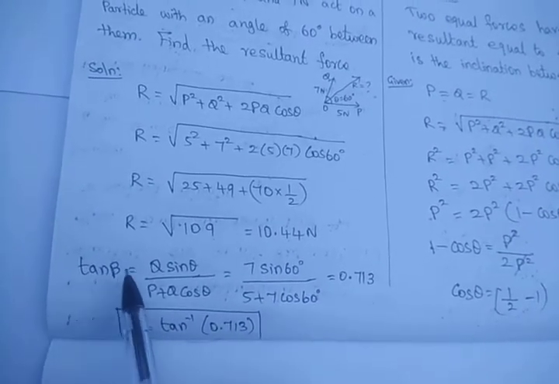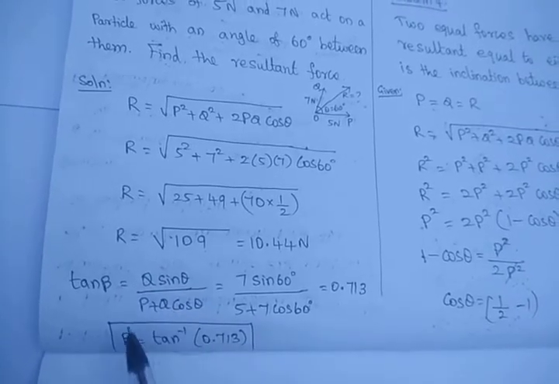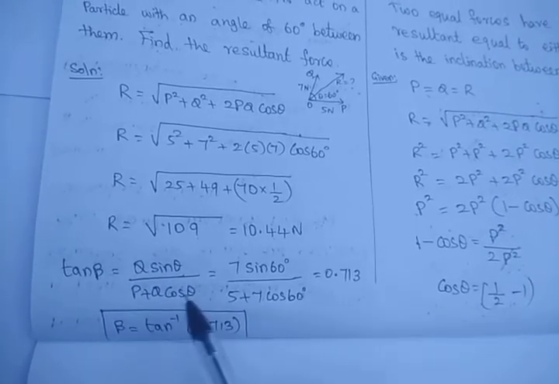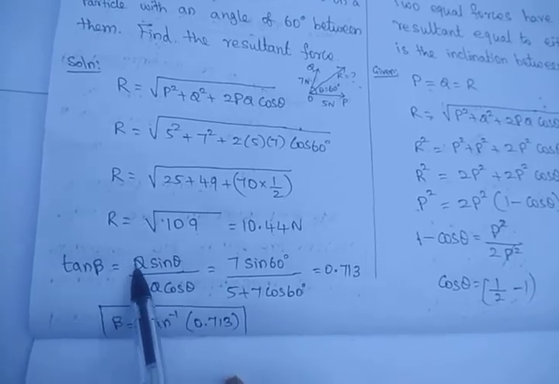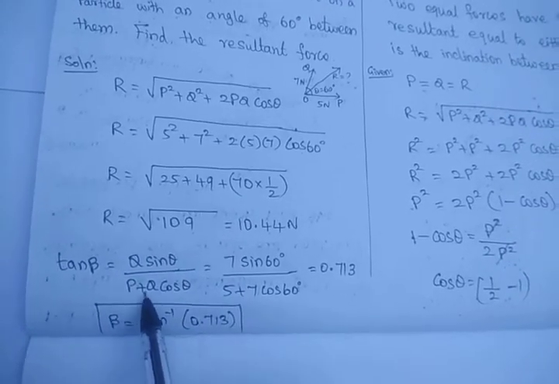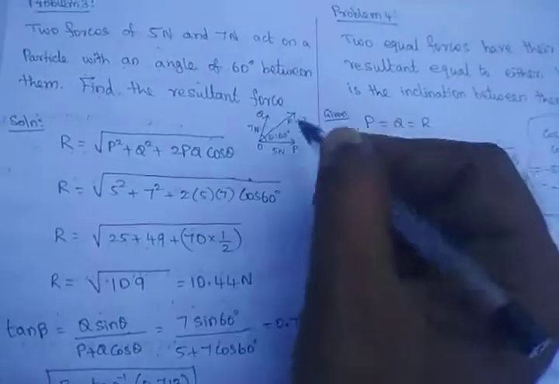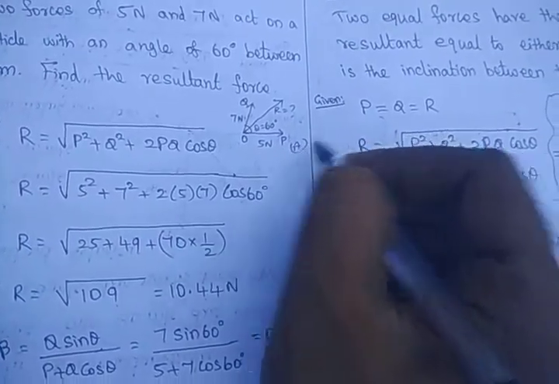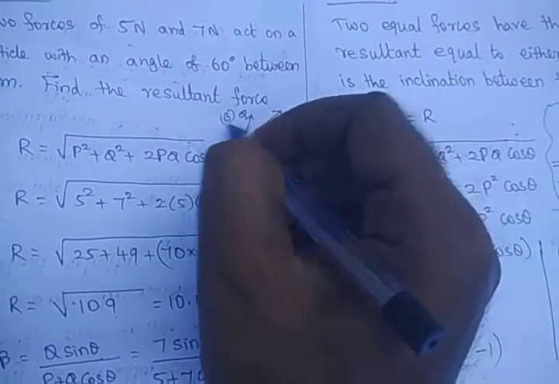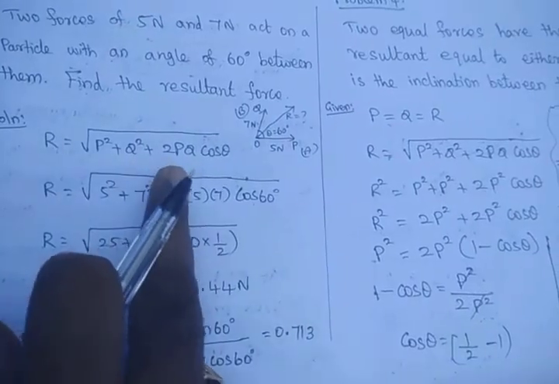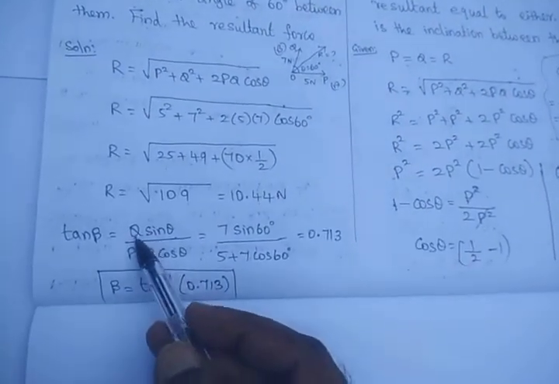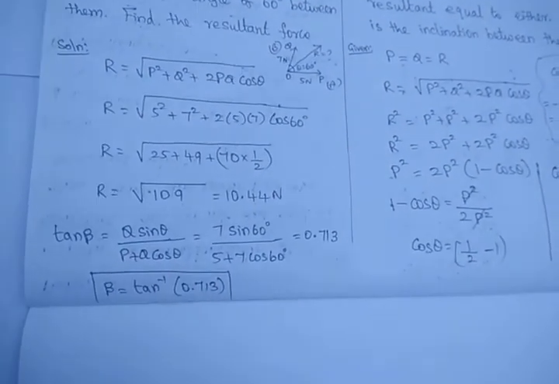Yes, as usual, tan beta is equal to Q sin theta by P plus Q cos theta. If you are confused with the PQ, you can write B sin theta divided by A plus B cos theta. So that is also you can put that. You substitute A instead of P, B instead of Q, we get A square plus B square plus 2AB cos theta. Here also B sin theta by A plus B cos theta.